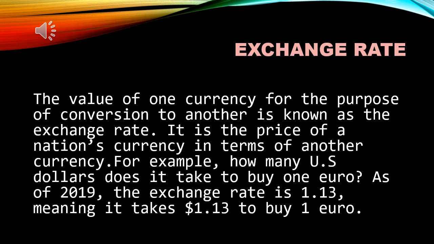Exchange rate. The value of one currency for the purpose of conversion to another is known as the exchange rate. It is the price of a nation's currency in terms of another currency. For example, how many US dollars does it take to buy 1 euro? As of 2019, the exchange rate is 1.13, meaning it takes 1 US dollar and 13 cents to buy 1 euro.